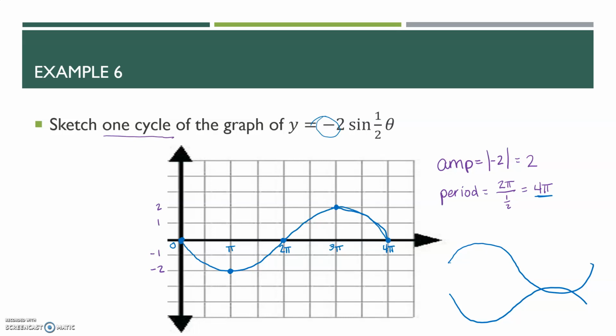So this one, I did sketch one cycle. If I were to graph only 0 to 2 pi though, then notice that my graph would only be this much. And so it would have a different look. It would look like I've only graphed half of the cycle, but you just have to read the directions carefully and see what are we asking for.